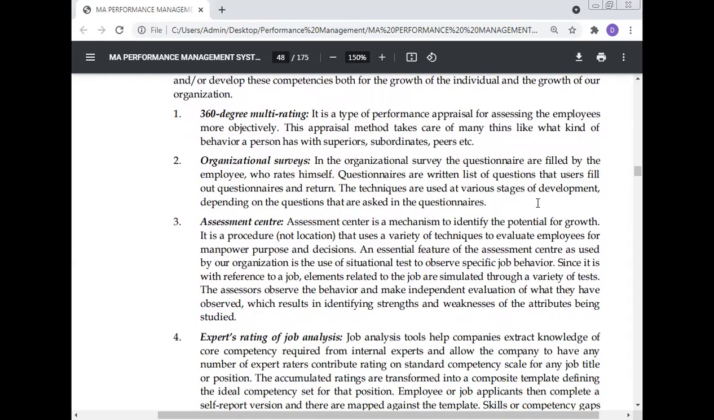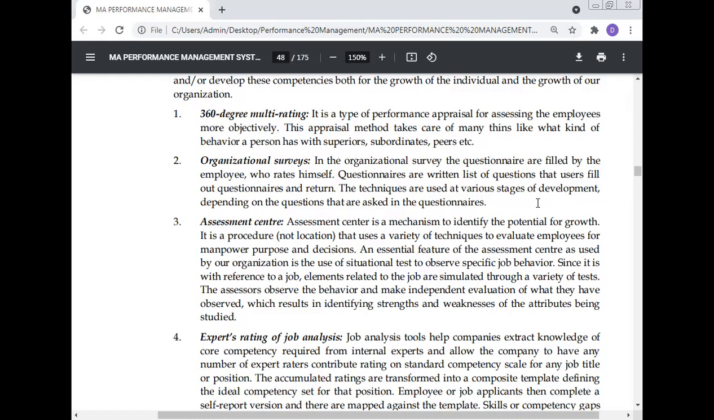Assessment center. The assessment center is a mechanism to identify the potential for growth. It is a procedure, not a location, that uses a variety of techniques to evaluate employees for manpower purposes and decisions. An essential feature of the assessment center as used by our organization is the use of situational tests to observe specific job behavior.